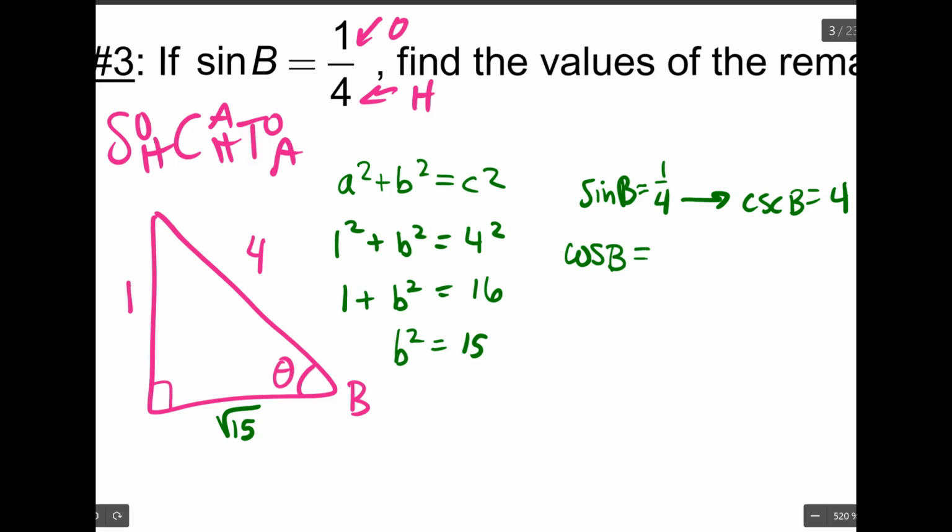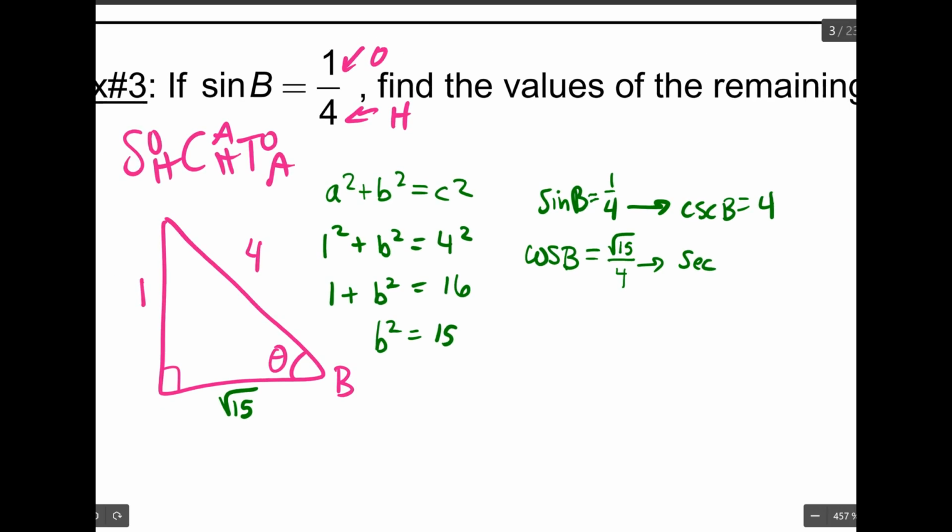Cosine, adjacent over hypotenuse, root 15 over 4. And when I flip it, secant of angle B will be 4 over root 15. If I rationalize it, I get 4 times root 15, all over 15. All right, 4 down, 2 more to go.